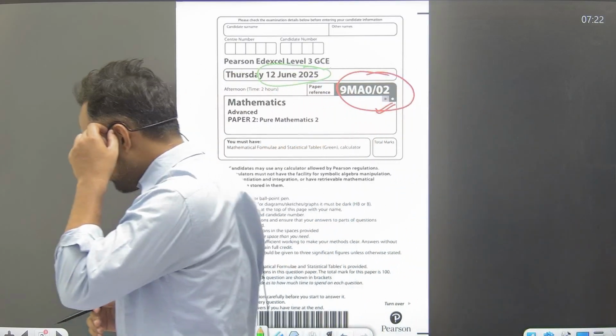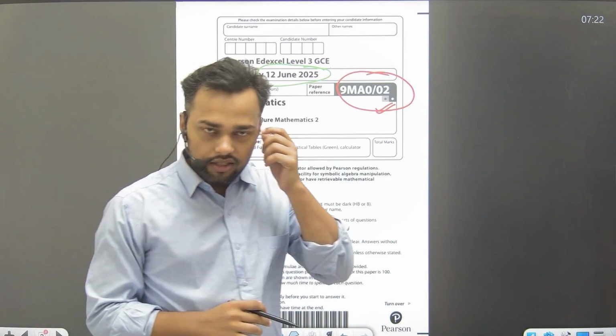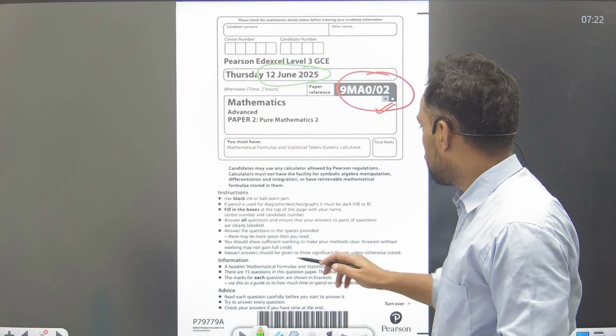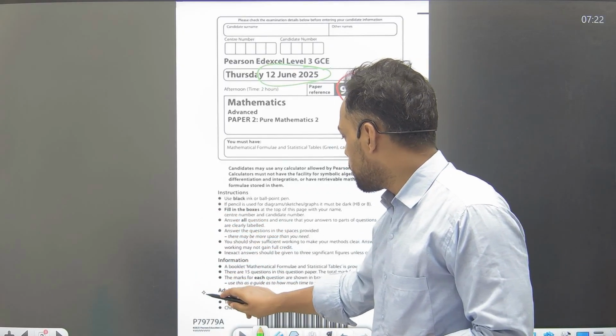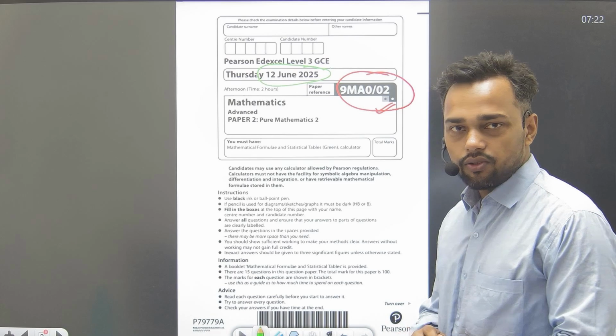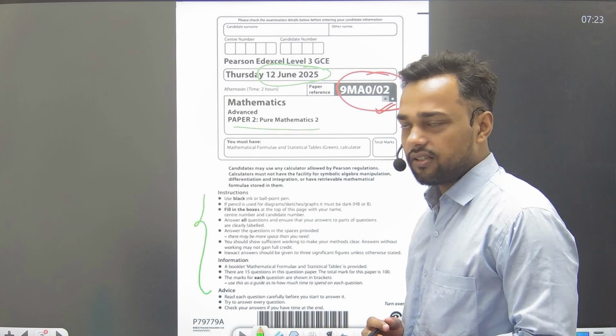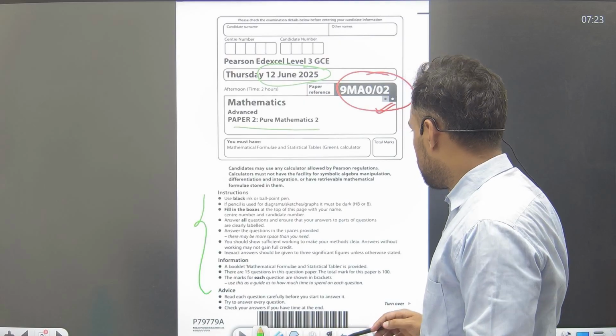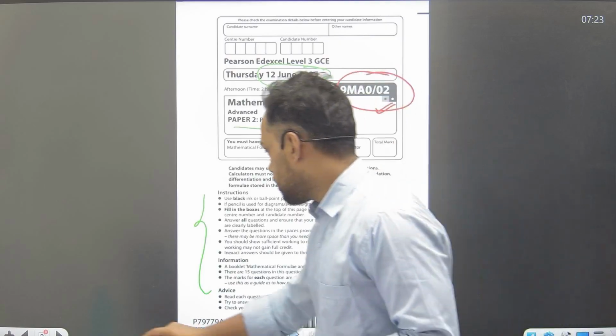I suggest everyone read the instructions before attempting any type of question paper. Whatever instructions they have written, you need to follow them to get the maximum grades in these Pearson Edexcel examinations. So let's come directly to the questions.